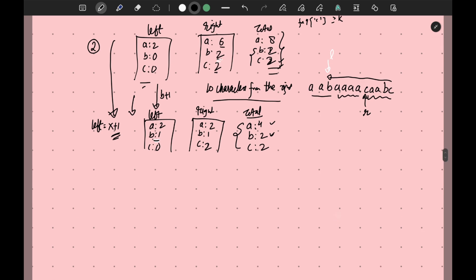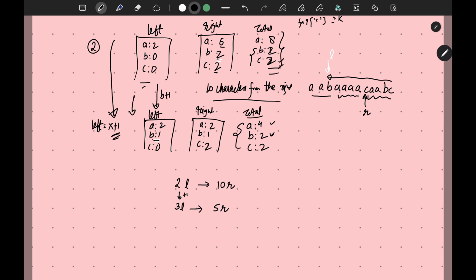Let's see. So what did we do? First we take 2 characters from the left and find the number of characters that we needed to take from the right, that is 10. Now we increased the number of characters that we were taking from the left by 1, and we found that if we take 3 characters from the left, the minimum number of characters that we need to take from the right is 5.